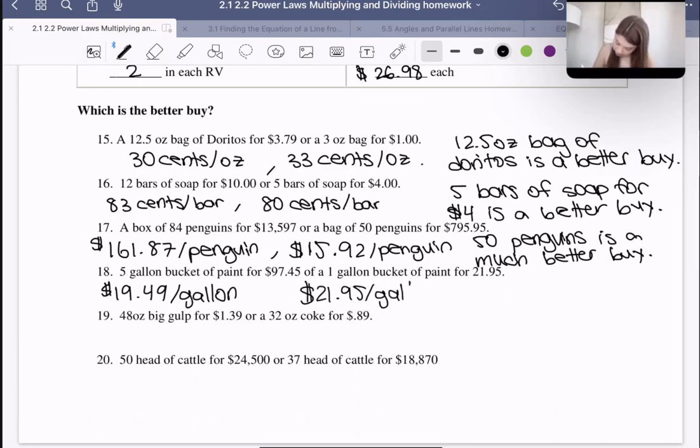So this one, we don't actually have to calculate anything. They already told us the unit rate, that for 1 gallon, it's $21.95. So therefore, assuming we'd actually use the full 5 gallons, it's a better deal to get the 5-gallon bucket of paint.